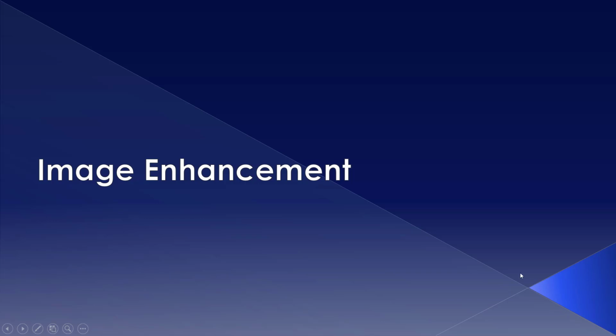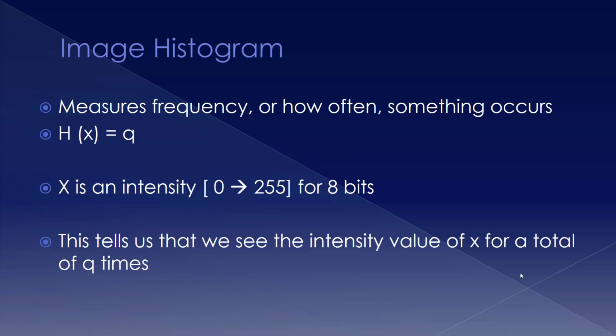For this lecture, we're going to talk about image enhancement. So with an image histogram, it measures frequency, or how often something occurs. It can be represented by the function h of x equals q, where x is an intensity from 0 to 255 for 8-bit images, and this tells us that we see the intensity value of x for a total of q times. In other words, each input value x represents a digital number, and q is the frequency with which you see that digital number in your image.